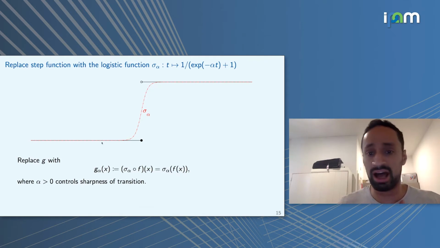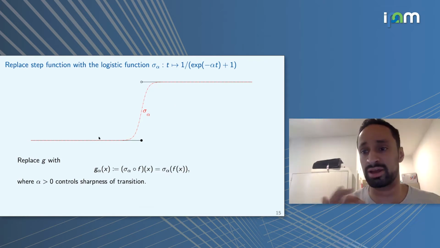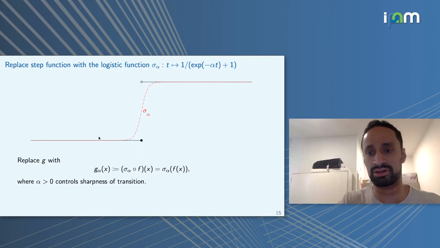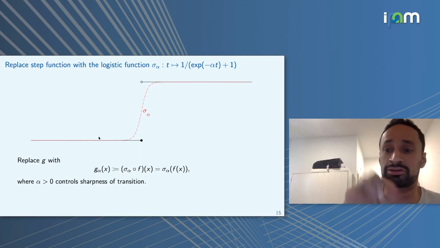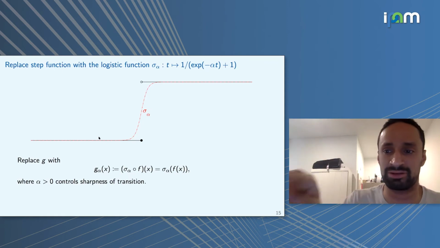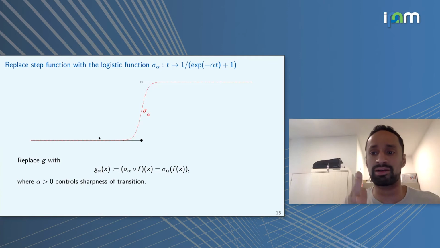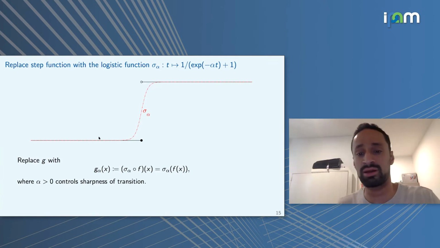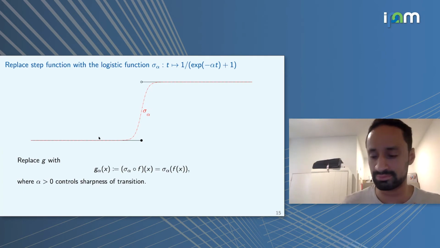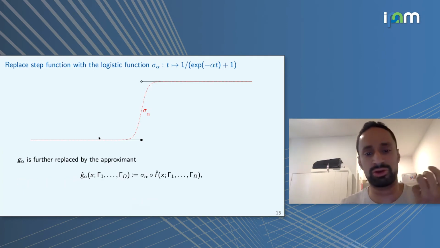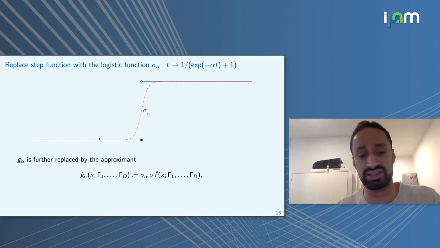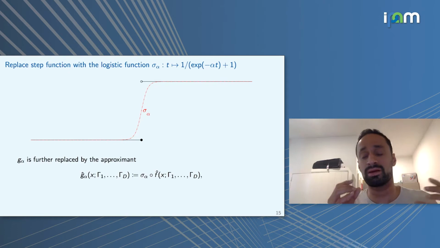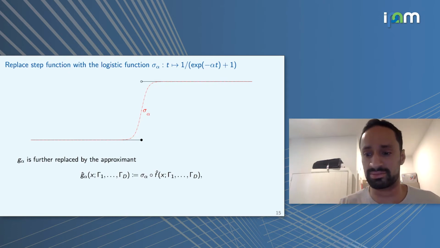The parameter alpha here controls the transition from one class to the other. It controls the sharpness of the transition between 0 and 1, right? So from a hard transition from class 0 to class 1, there's now a smooth transition. Now, given this, what we do then is we replace F with our spline with CPD, polyadic constraints on the coefficient tensor, right?